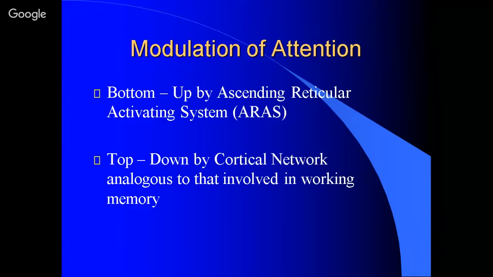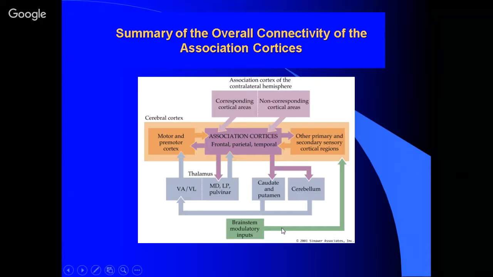Modulation of attention can be either by the ascending reticular activating system or by cortical networks, which are looking for something. Both of them are going to focus your attention.